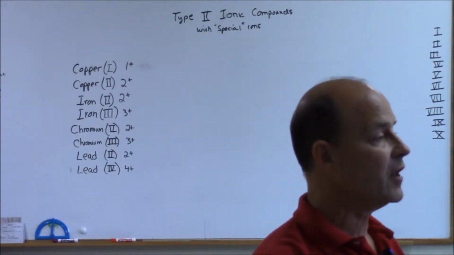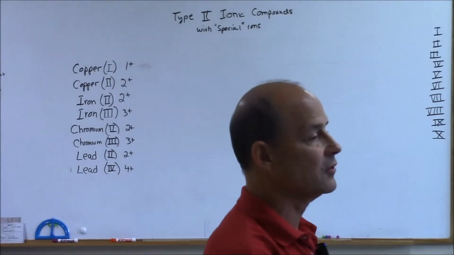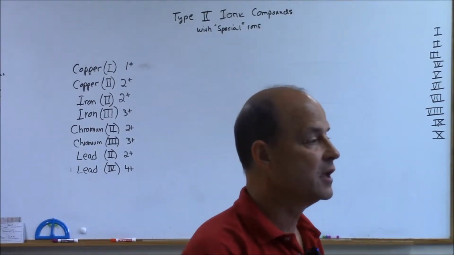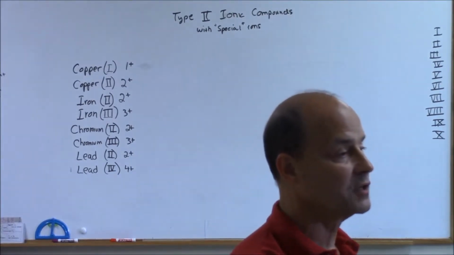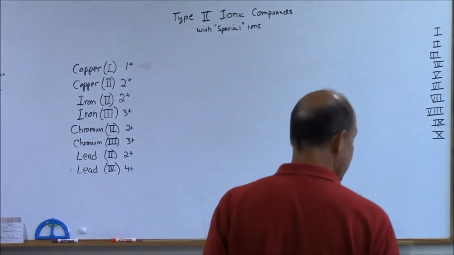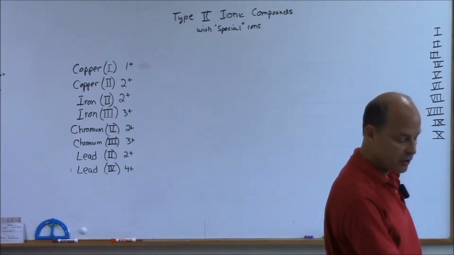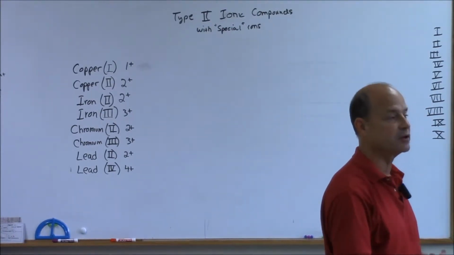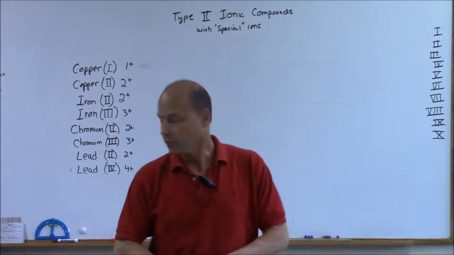They're just a little bit funny. That's why I don't like to talk about them with freshmen, because they're not as consistent as some of the other elements. What do I mean by that? They have more than one oxidation number. If you'll look at the list of special ions there, you'll see that copper shows up twice. You'll see that iron shows up twice, chromium shows up twice, lead shows up twice. So they have different oxidation numbers.